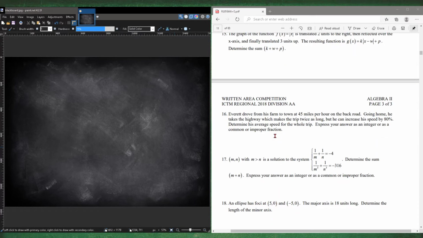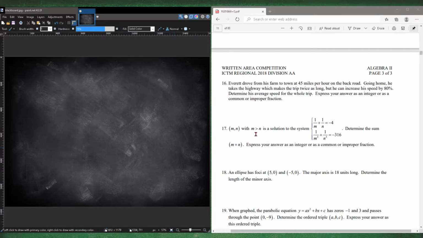Okay, now question 17. (m, n) with m greater than n is a solution to the system 1 over m plus 1 over n equals -4, and 1 over m cubed plus 1 over n cubed equals -316. Determine the sum m plus n. Okay, so we know that 1 over m plus 1 over n is equal to -4, and we know that 1 over m cubed plus 1 over n cubed is equal to -316.